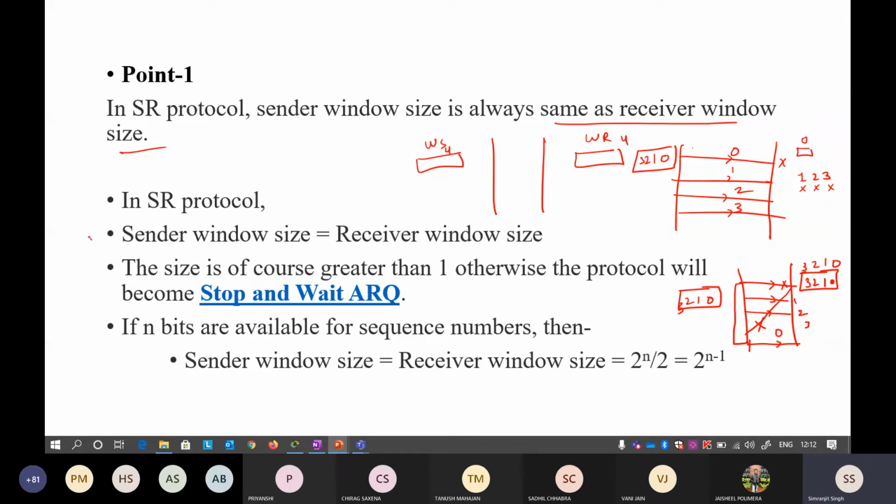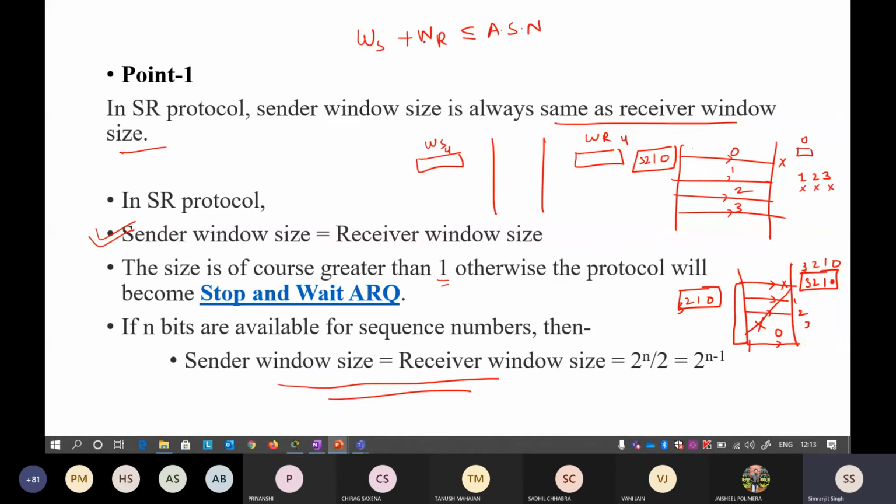Here the sender window size is equal to the receiver window size. The window size should be greater than 1, otherwise it is a stop-and-wait protocol if it is the same size. Now how can you find the sequence number bit field? The same formula: sender window size plus receiver window size should be less than or equal to the available sequence number. So how can you find the available sequence number?